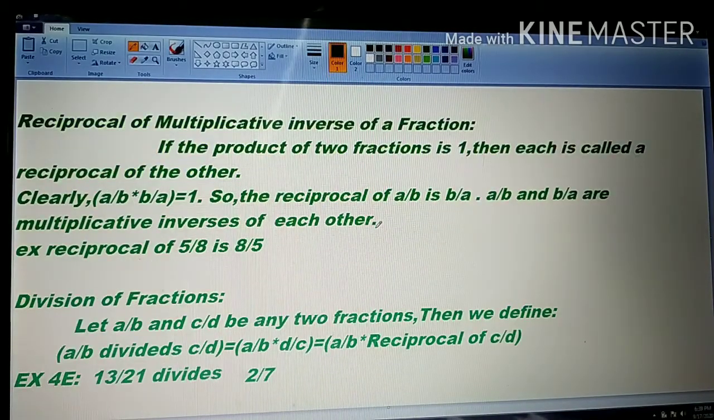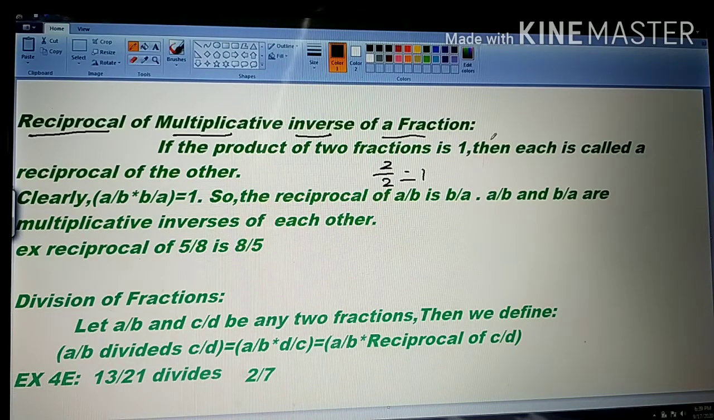Now, before going to division of fractions, one topic is the reciprocal, or multiplicative inverse, of a fraction. If the product of two fractions is 1, then each is called the reciprocal of the other. The product must be equal to 1. When will that happen? If we have the same terms in the numerator and denominator, you will get 1, right? See here, 2 by 2, you will get 1.